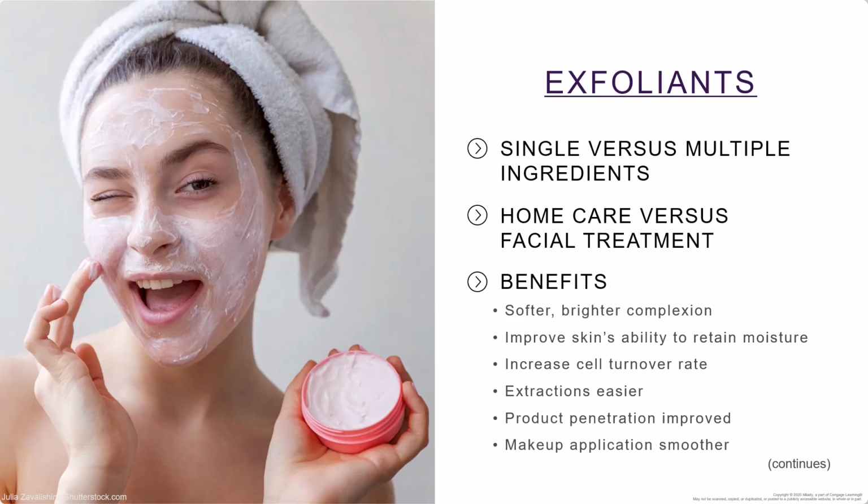The benefits of exfoliants are a softer, smoother, and brighter complexion, improving the skin's ability to retain moisture and lipids. Cell turnover rate is increased, and blood flow and circulation are also stimulated. The follicle openings are cleaner, and it gives a deeper pore cleansing, and extractions are easier. They help with product penetration and delivery of ingredients to the epidermis, and other products become more effective. Makeup application is also smoother and more even.